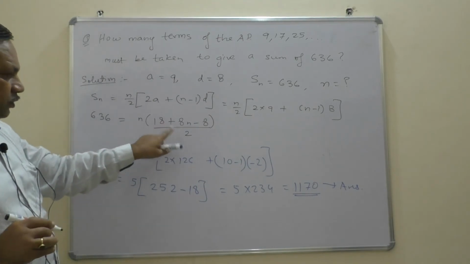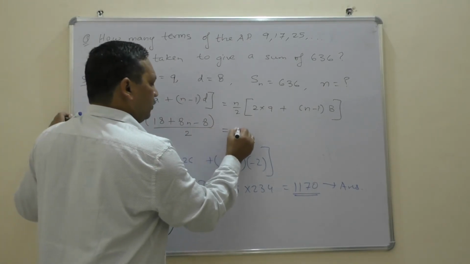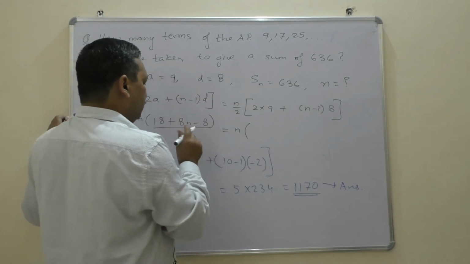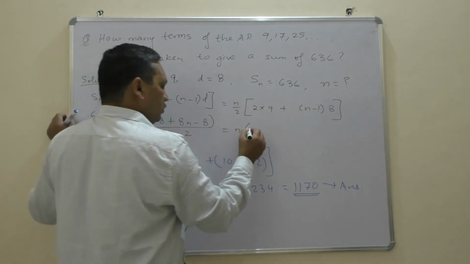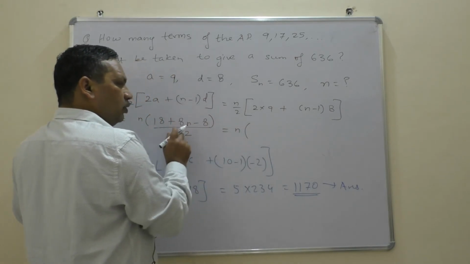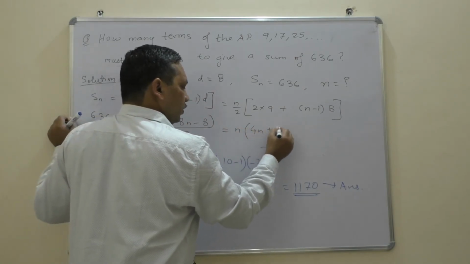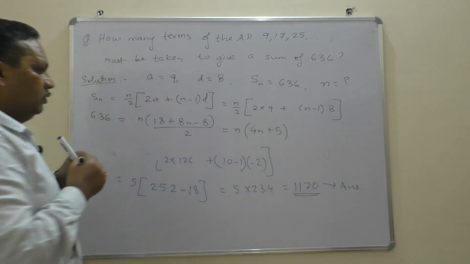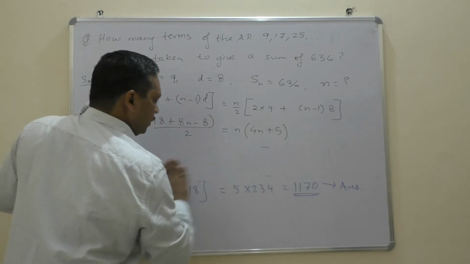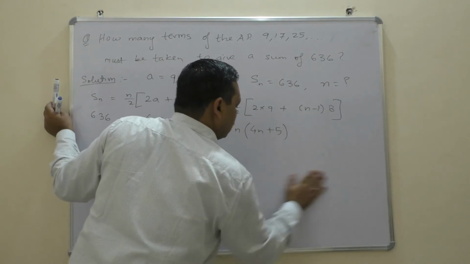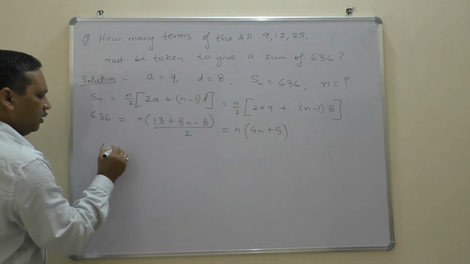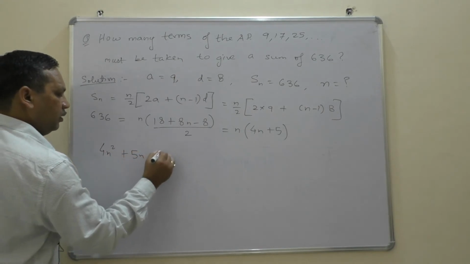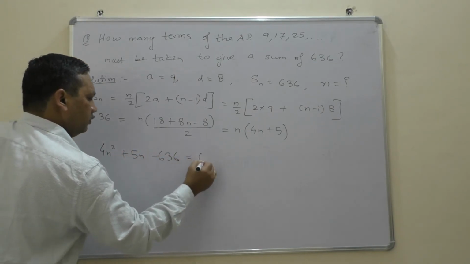If you see this, it comes out to n multiplied by, if I divide every term by 2, 18 minus 8 is 10, 10 divided by 2 is 5, and 8 upon 2 is 4. So 4n plus 5. If you rewrite it, this is nothing but a quadratic equation. n into 4n is 4n square plus 5n minus 636 equal to 0.